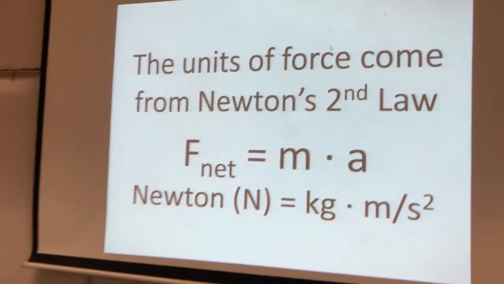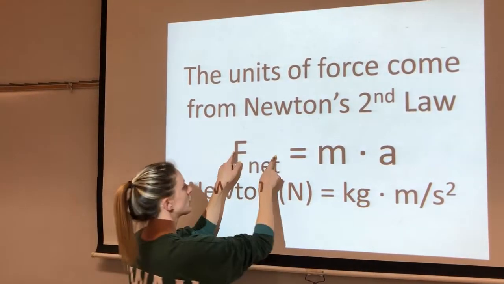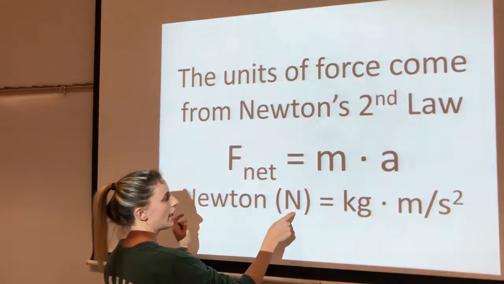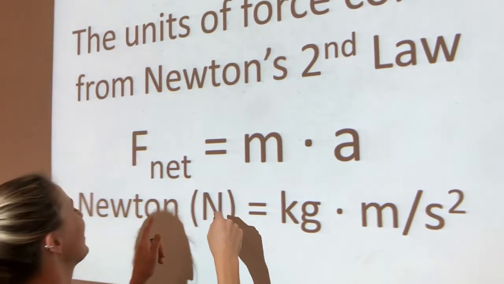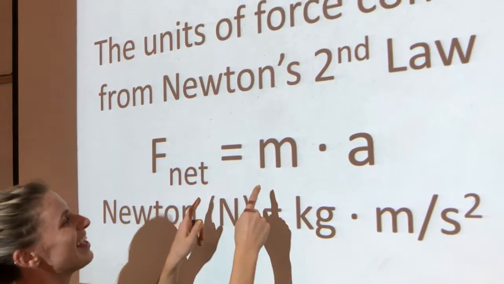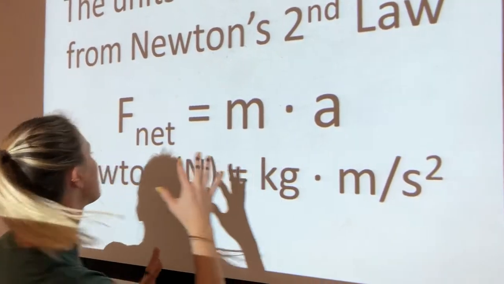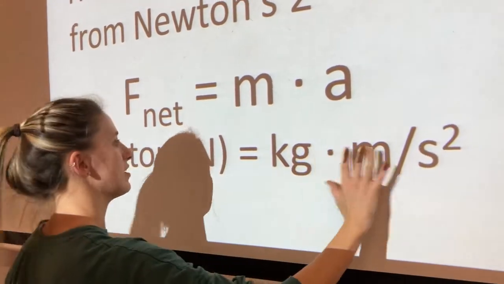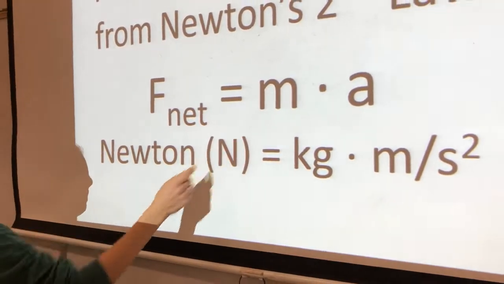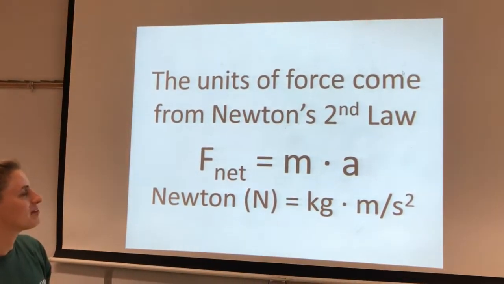The units of force come from Newton's second law. So force is a Newton. Newton, not Newton. Newton. It's a mutant. And then mass is a kilogram and acceleration is meters per second squared. So if you ever see all of these mumble jumble letters together, it equals an N, a Newton. I'm thinking about big Newtons.